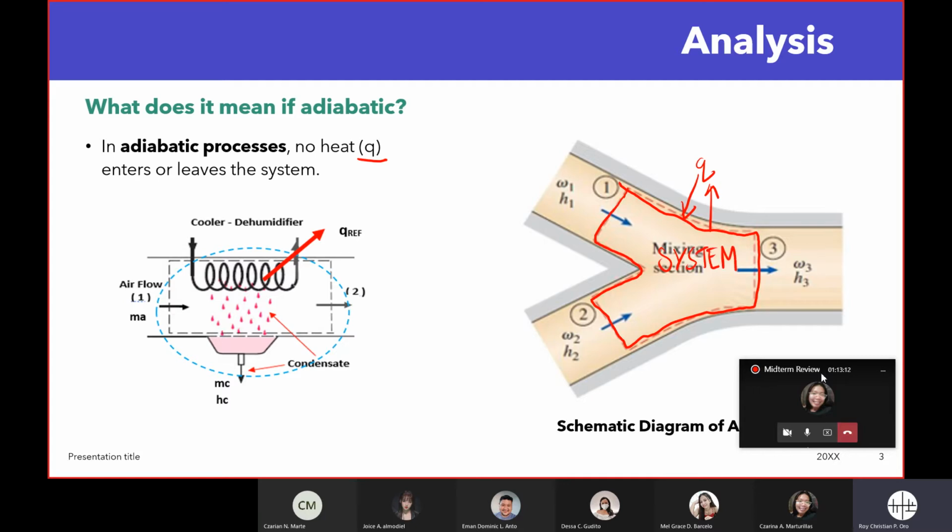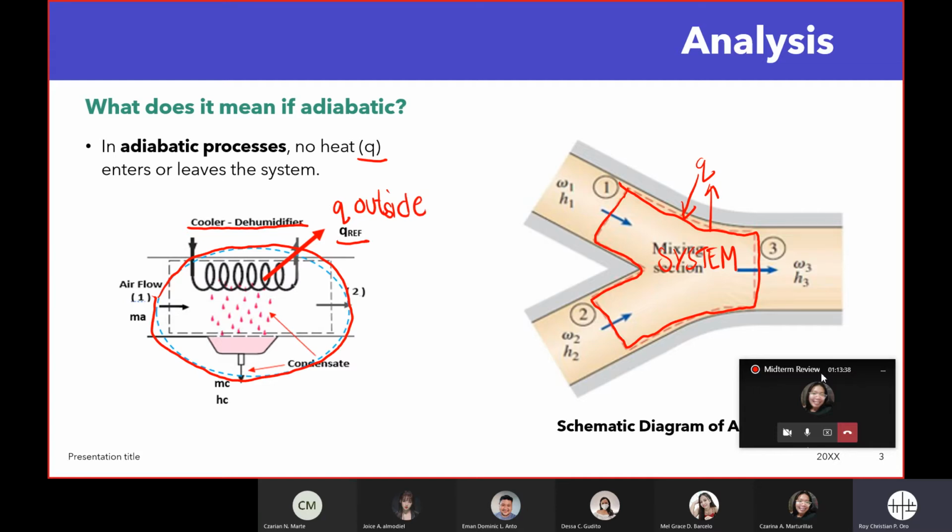In comparison, if we look at the cooling and dehumidification process, there is still the system and its boundary is shown by the blue dashed lines, and as you can see, there is Q, which means that in the cooling and dehumidification process, there is heat going away or leaving the system.